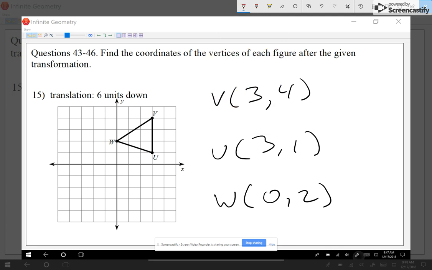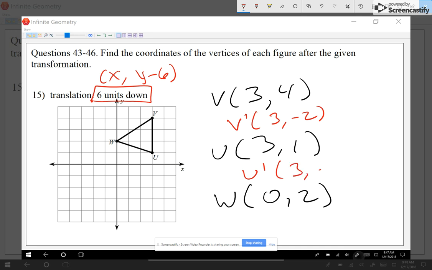Now, the transformation here says 6 units down. If I remember the rule, that's a translation. We leave the x alone and we go y minus 6, because we're subtracting 6 from the y. So my coordinates of V prime will be 3, negative 2. The coordinates of U prime will be 3, negative 5. And the coordinates of W prime will be 0, negative 4. Once again, I left the x alone and subtracted 6 from the y.